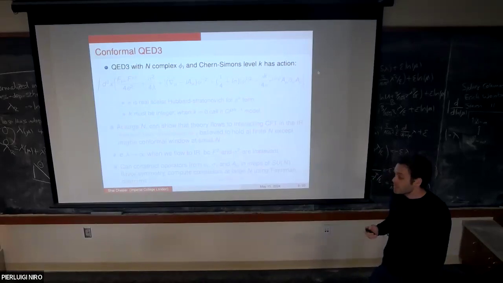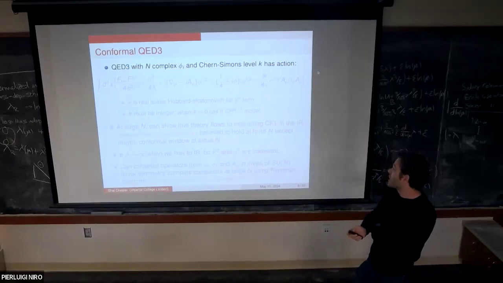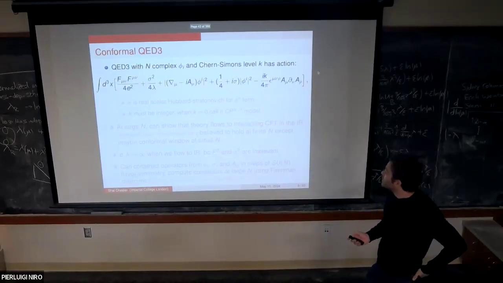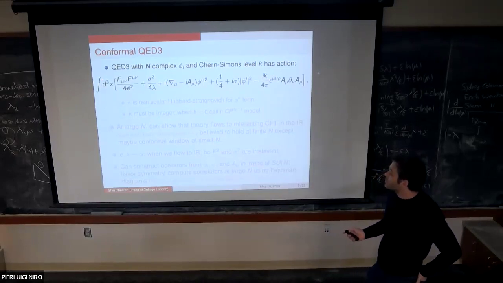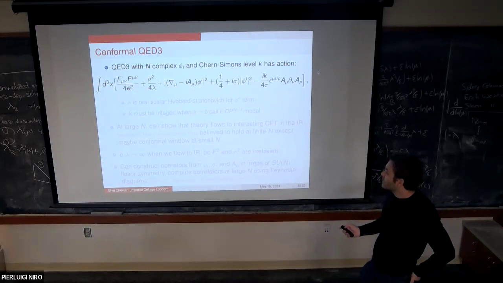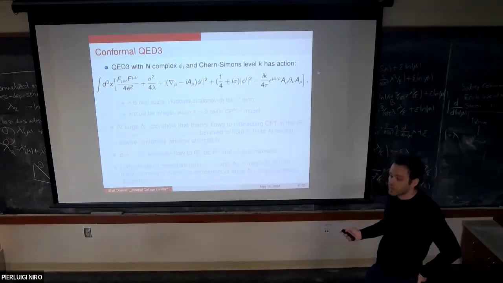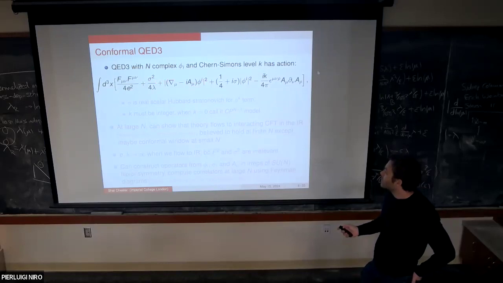Okay, so let's start with the definition of conformal QED3 with complex scalars. So here you have an action in 3 dimensions. You have a field strength for your U(1) gauge theory with coupling e. You have scalars phi. You want to have a Hubbard-Stratonovich field sigma. This is how you encode the interaction. So instead of having a phi to the 4, we can have a sigma.